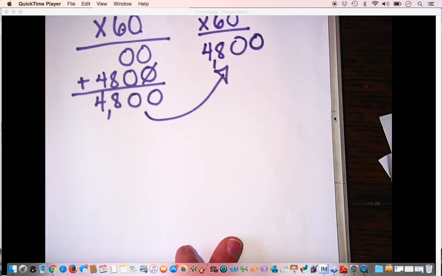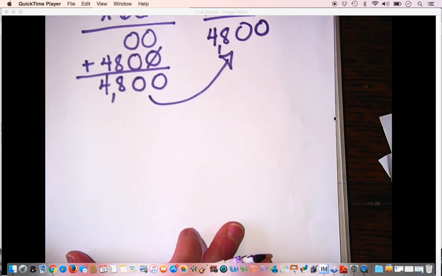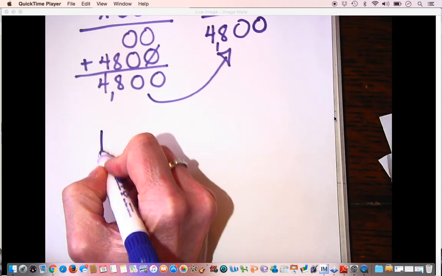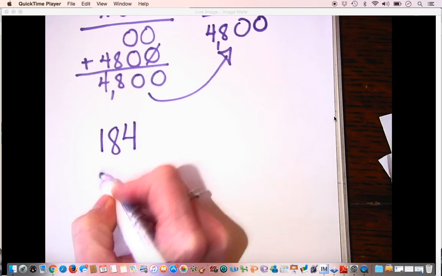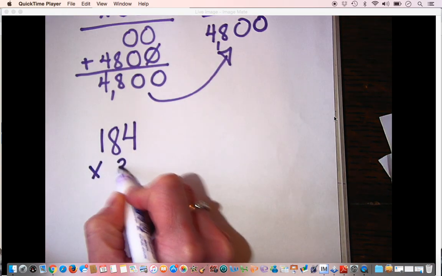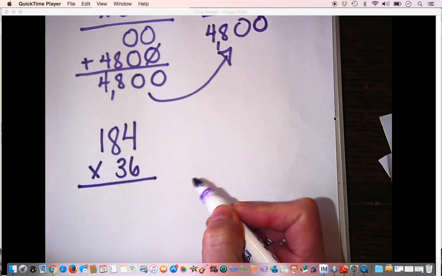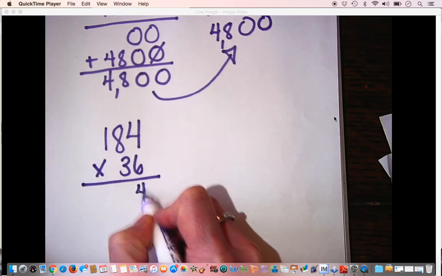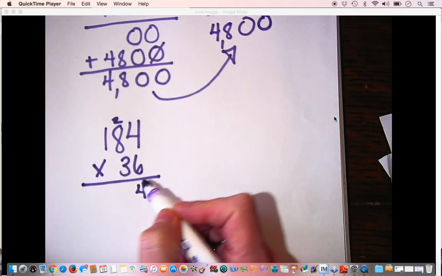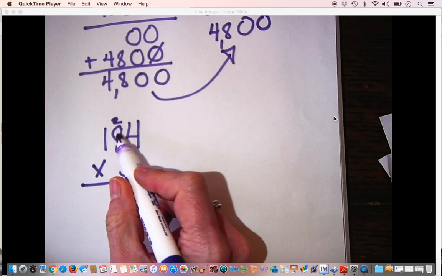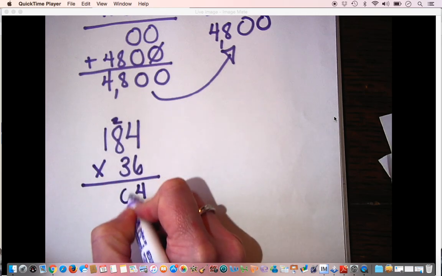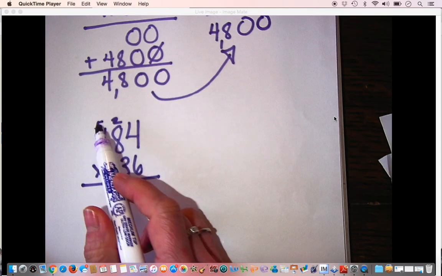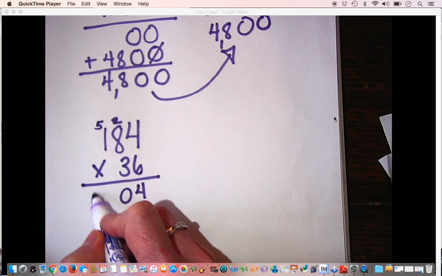Now we have the standard algorithm using numbers that don't have zeros in them. Again, I'm going to work out the example, and I have 184 times 36. Okay, so I'm going to start with the 6. 6 times 4 is 24. I need to regroup the 2. 6 times 8 is 48, plus the 2 is 50, so I regroup the 5. 6 times 1 is 6 plus 5, so I get 11.